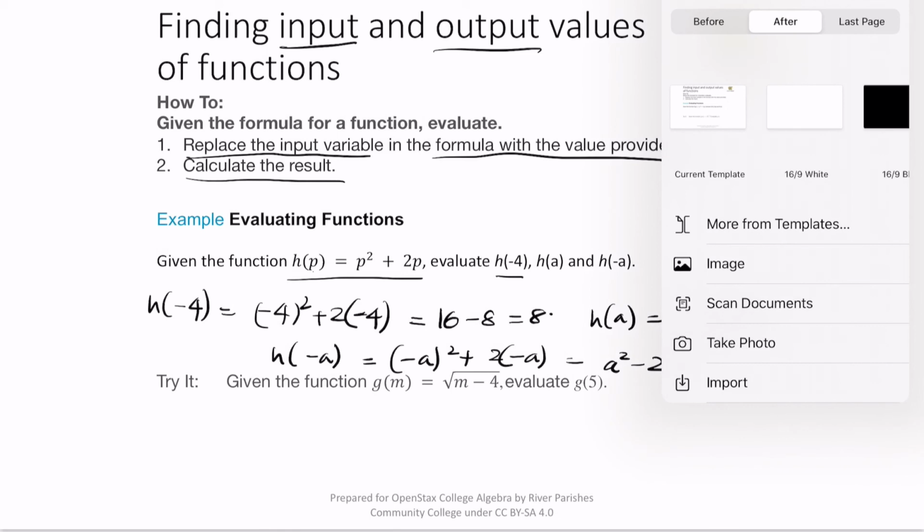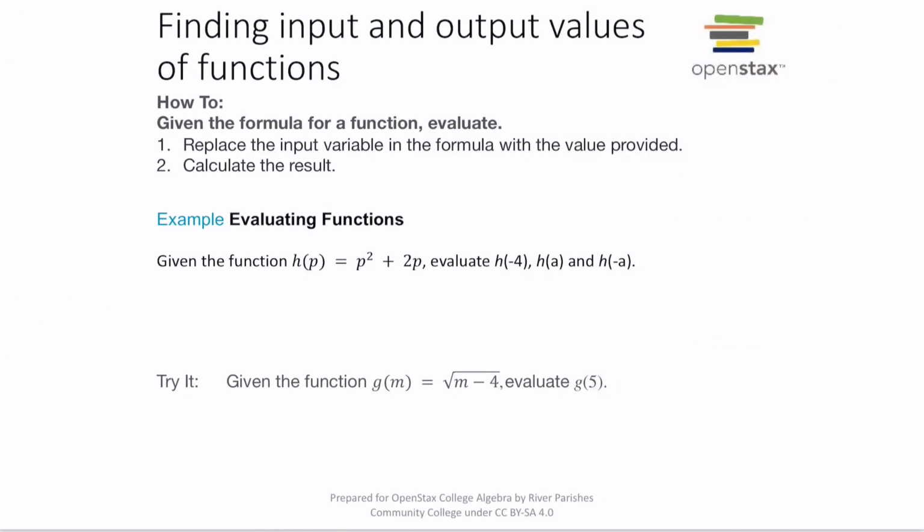So with that in, try doing the second problem on your own. So pause the video right here and try to solve the second problem. They have given g of m equal to root m minus 4. So find g of 5.